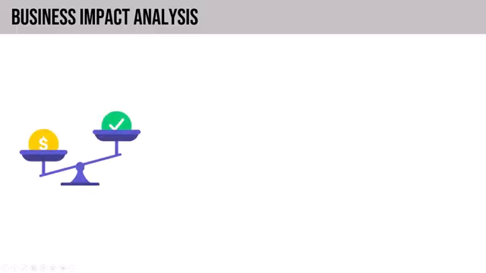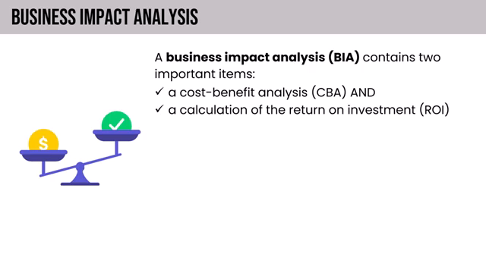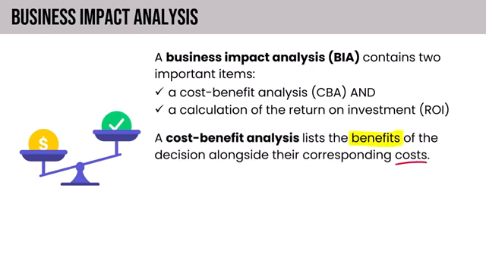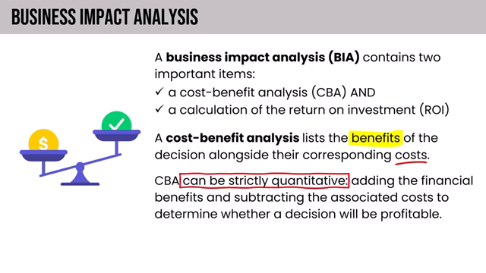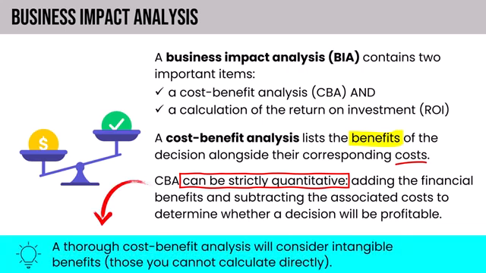You may see questions around business impact analysis on the exam. And a business impact analysis contains two important items: a cost-benefit analysis and a calculation of the return on investment. Now, a cost-benefit analysis lists the benefits of the decision alongside their corresponding cost. And it can stop there. A cost-benefit analysis can be strictly quantitative, just adding the financial benefits and subtracting the associated costs to determine whether a decision will be profitable. A thorough cost-benefit analysis will consider intangible benefits, those that you cannot calculate directly.